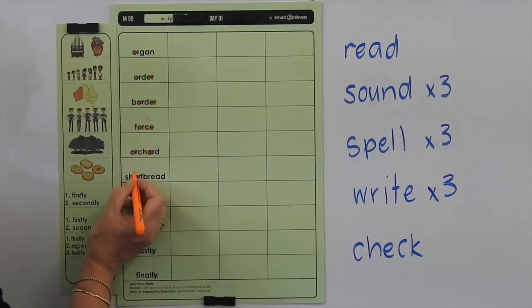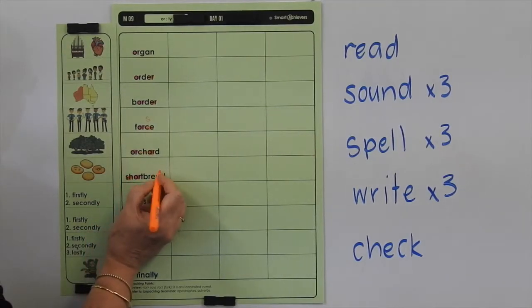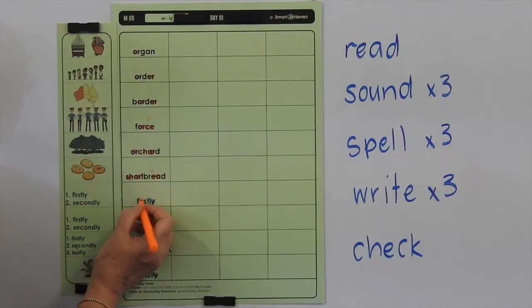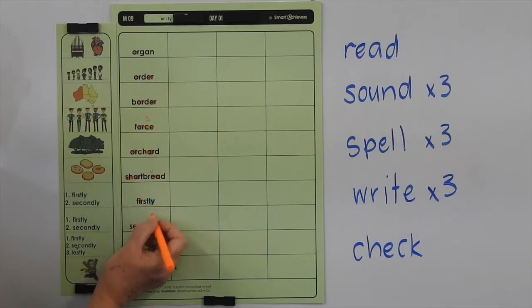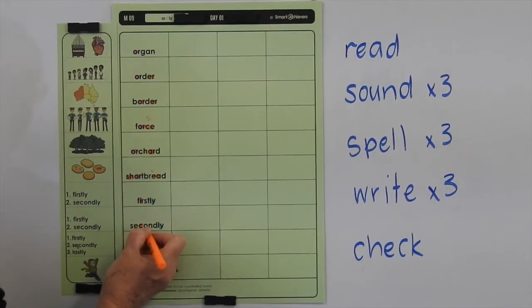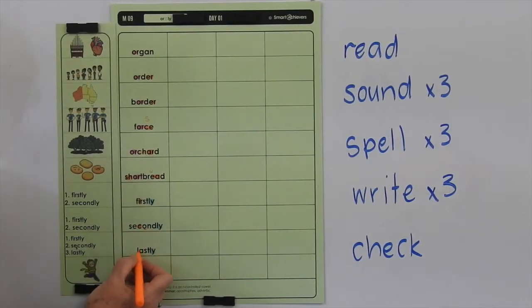Okay, shortbread has quite a lot in it. We have the SH for the sh sound, and here the EA can make a long E sound, but in bread it's making a short E sound. Firstly, we've got the IR for the sound, firstly. Secondly, you've got k, so you know you're using a C for the k sound before an O. Secondly, you can sound that one out.